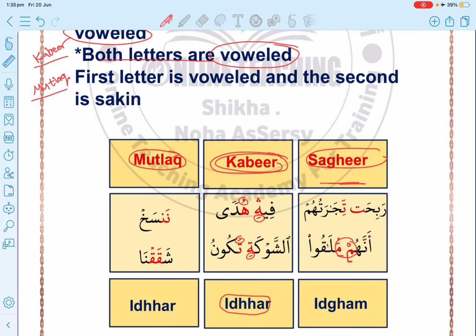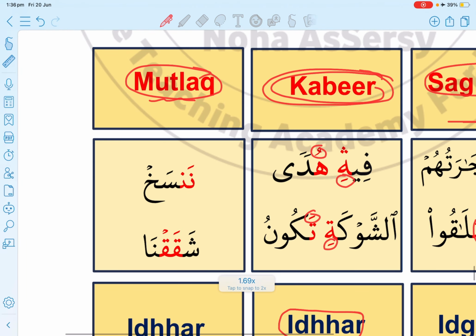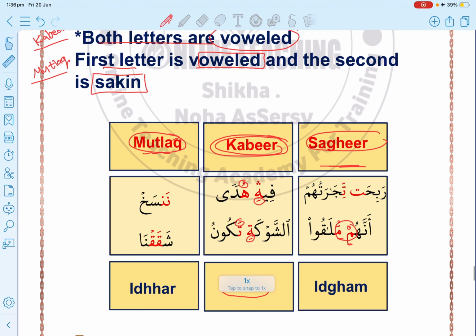The third type is the mutlaq. The first letter is voweled and the second is sakin. For example, here we have nansa: the first one is voweled, the second one is sakin because it doesn't have any sign. شققنا, the same thing: the first is voweled and the second is sakin. So this is mutlaq, and we apply idhar here. We don't merge anything. Why did they call it mutlaq? Actually, they didn't illustrate the reason for naming it mutlaq.